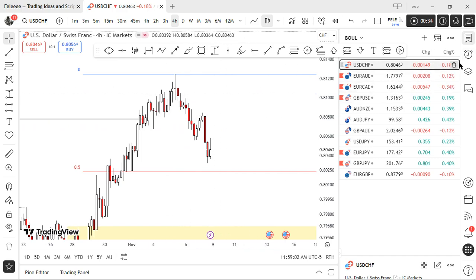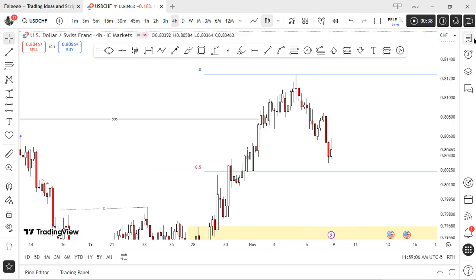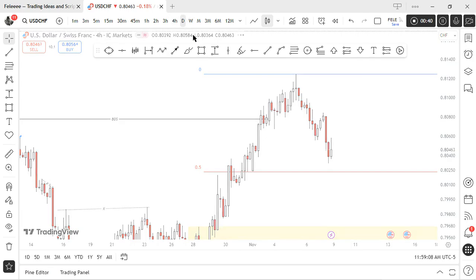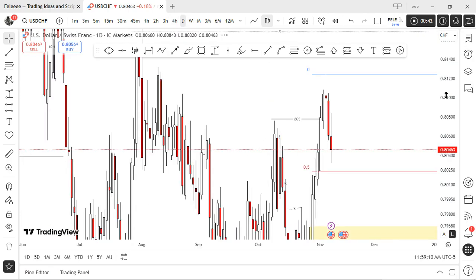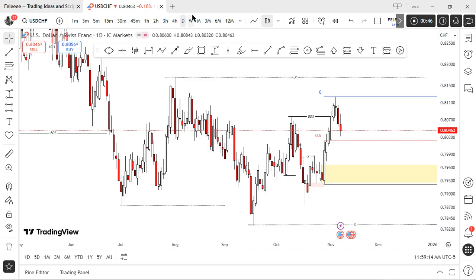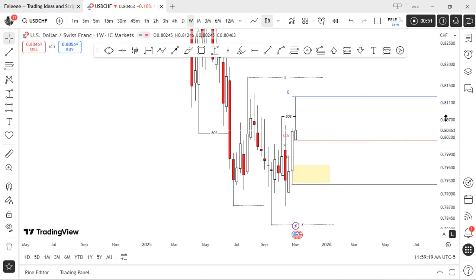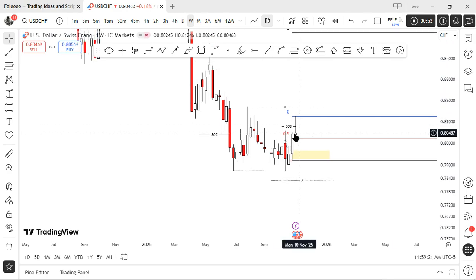So let's start with USDJPY. I mean USD CHF. USD CHF, from what I see, I still see more continuation of the bullish move, and I'm expecting this week to still be a buy. I'm still expecting it to be a bullish move.